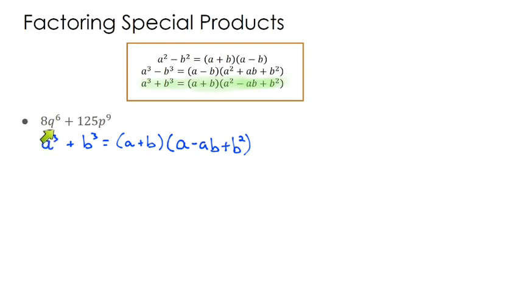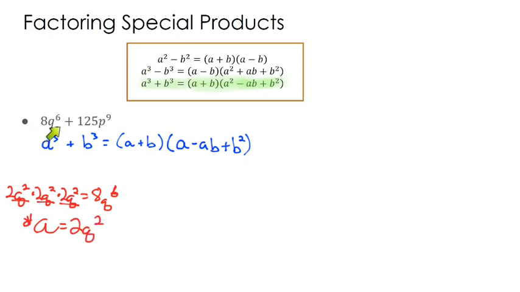What value cubed gives us 8q to the 6? So what times what times what gives you 8q to the 6? And this is a little bit trickier to find, but we know that 2 times 2 times 2 is 8, and that q squared times q squared times q squared would give you q to the 6. So through all that, we find that our a value is going to be 2q squared. Basically, it's the cube root of this first term. That's what a is. And now let's look at our b value.